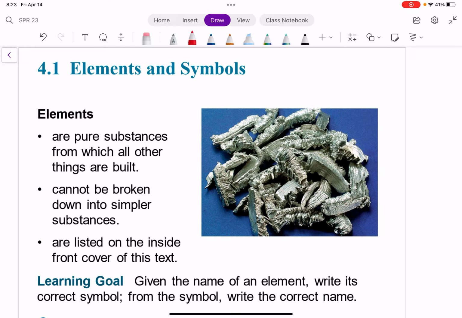In this video, my goal is to get from 4.1 to 4.3. Not sure if we'll get through all of that, but we're going to try. So we'll start off with elements and symbols.